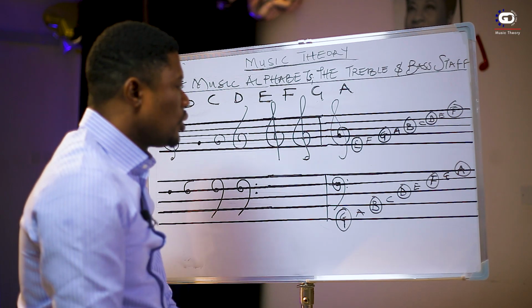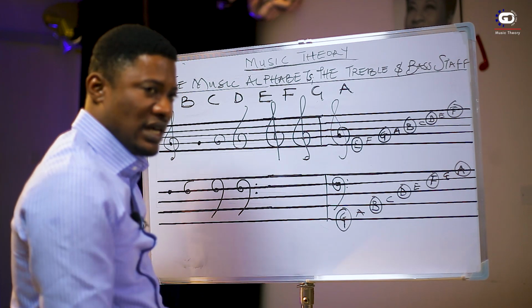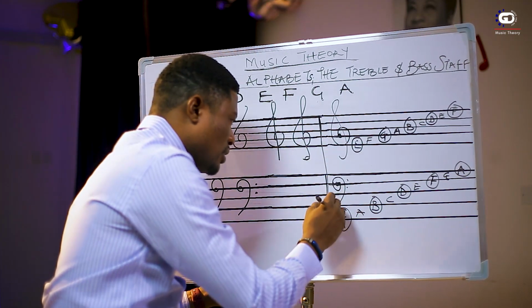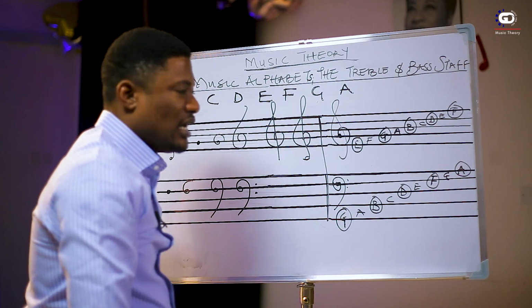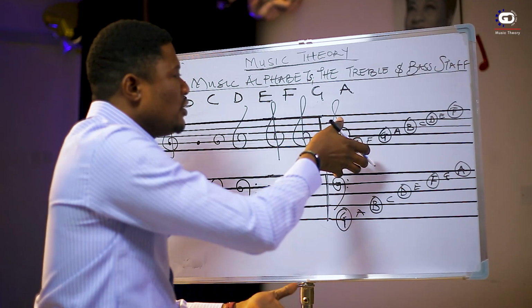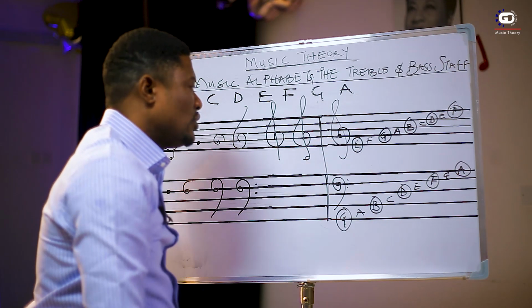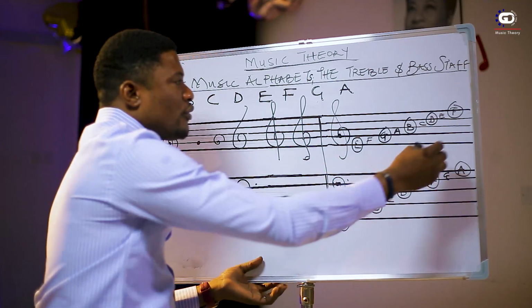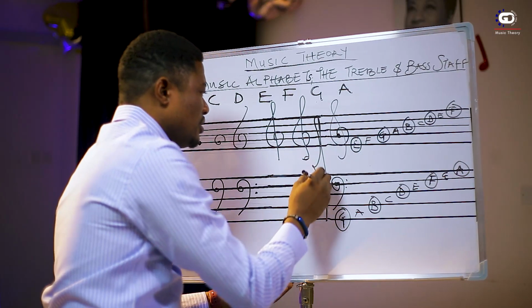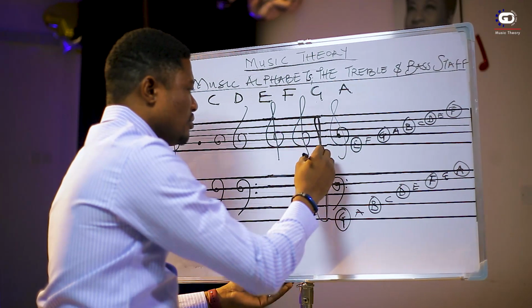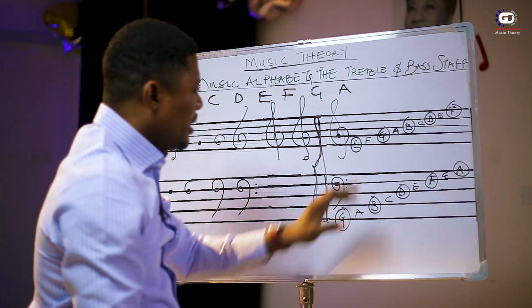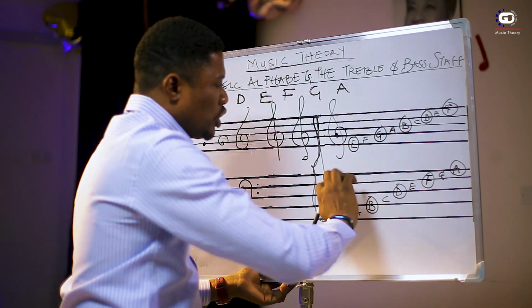The last thing you need to know here is also what we call the grand staff. A grand staff is a combination of the treble staff and the bass staff. And mostly we use this for piano music, where you have to read the two staffs together. So now, for you to know a grand staff, you always have what we call the brace. The brace joins the two staffs together.